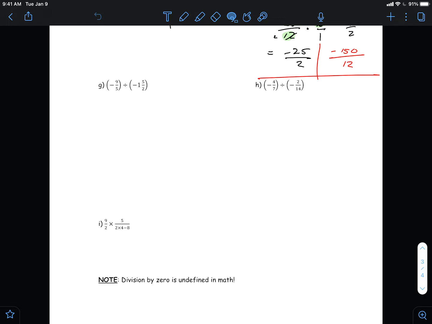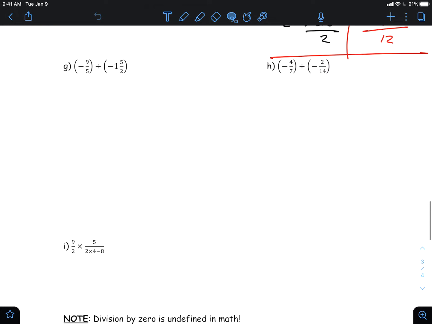Right off the bat, if I look at question G here, remember this is just a note from yesterday. We're just going to finish it off. We have 3 questions left. Okay.